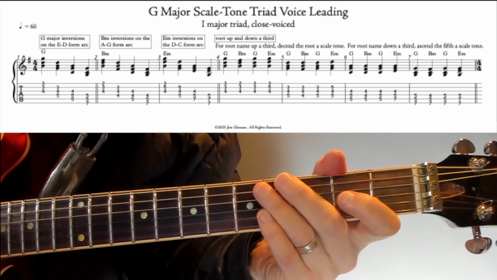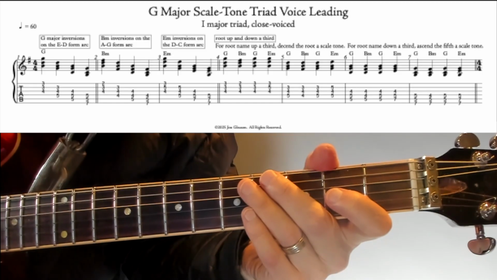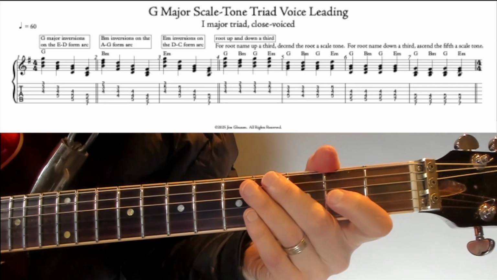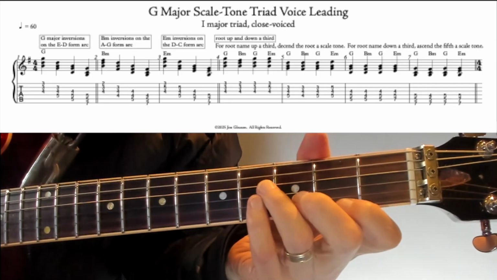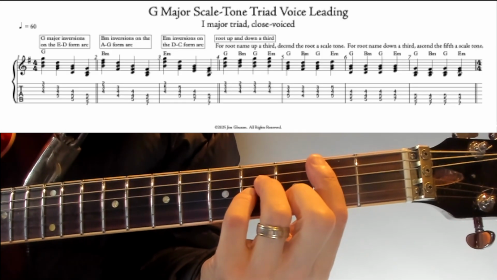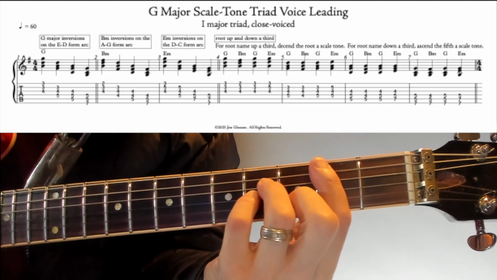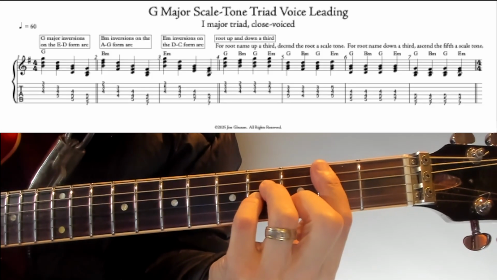G major scale tone triad voice leading. This is voice leading for the G major chord, the 1 chord, progressing to the B minor chord. So the root movement is G to B. The root name movement is G to B, which is a third: G, A, B.